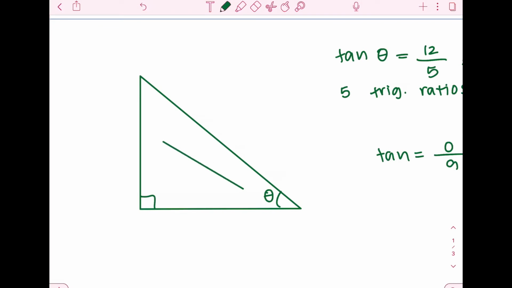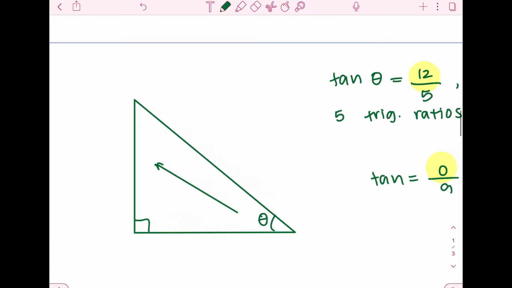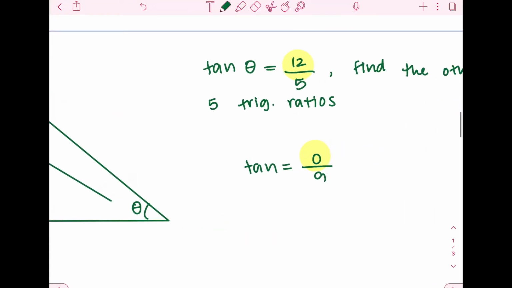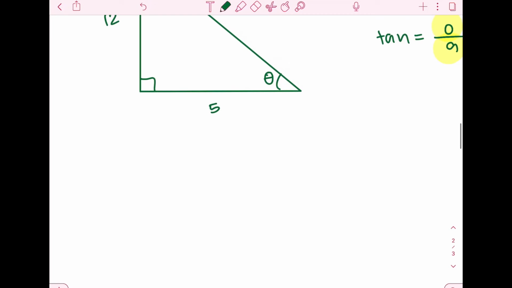So this is our opposite side. And if our opposite is 12, we're going to mark this side as being 12. And then our adjacent is going to be 5, corresponding to this side length. So now we know the 2 side lengths. All we have to do is find the length of the hypotenuse, which is super easy if we solve using the Pythagorean theorem.